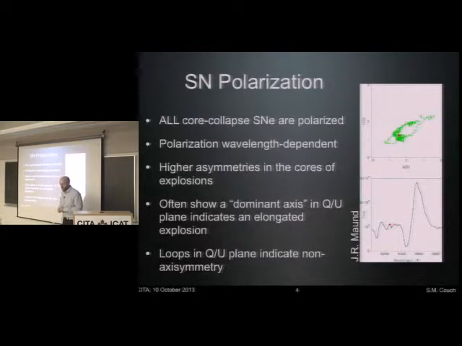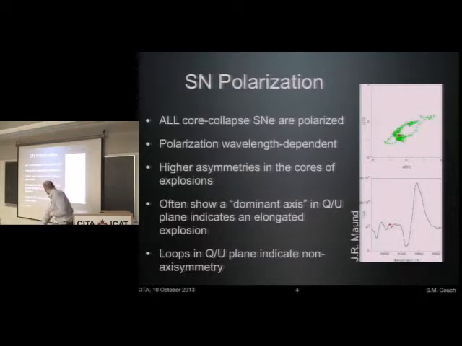Another important feature of quark collapse supernovae observationally is that they are all polarized. And polarization is sort of a measurement of the asphericity of the photosphere, of the emitting surface at which we're looking. And the polarization is wavelength dependent, meaning spectropolarimetry. And so higher asymmetries are observed in the cores of these explosions.